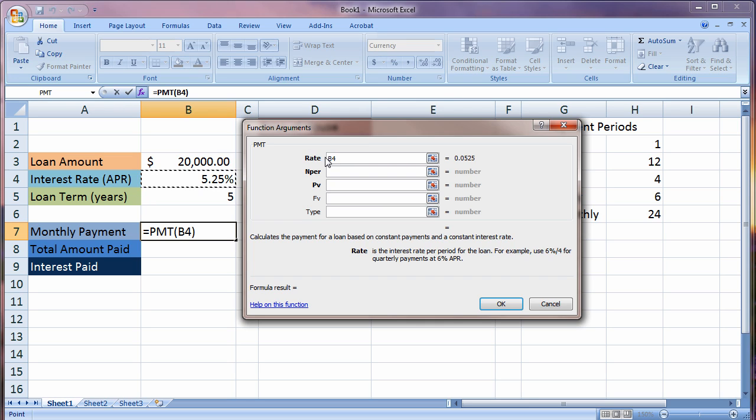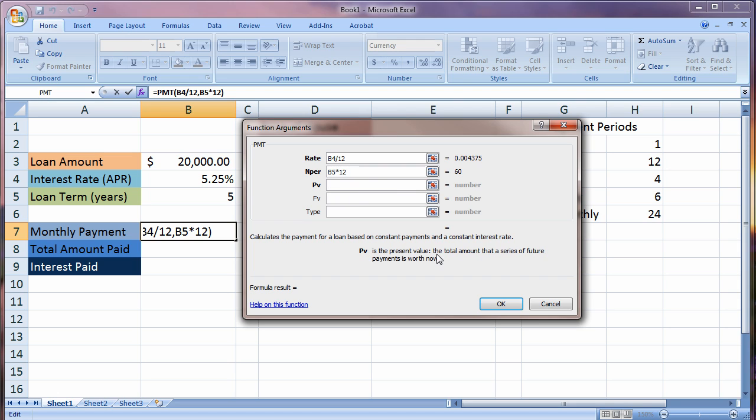So my interest rate happens to be in B4, but that's an annual percentage rate. So what do I need to do to make that monthly? I need to divide it by 12. So I can put in that constant, that's okay. Number of periods is the total number of payments for the loan. Well, I'm going to make monthly payments for 5 years. Again, I don't want to just put in 60. I want to create those dynamics. So I'm going to say the value in B5 times 12, 60 monthly payments.